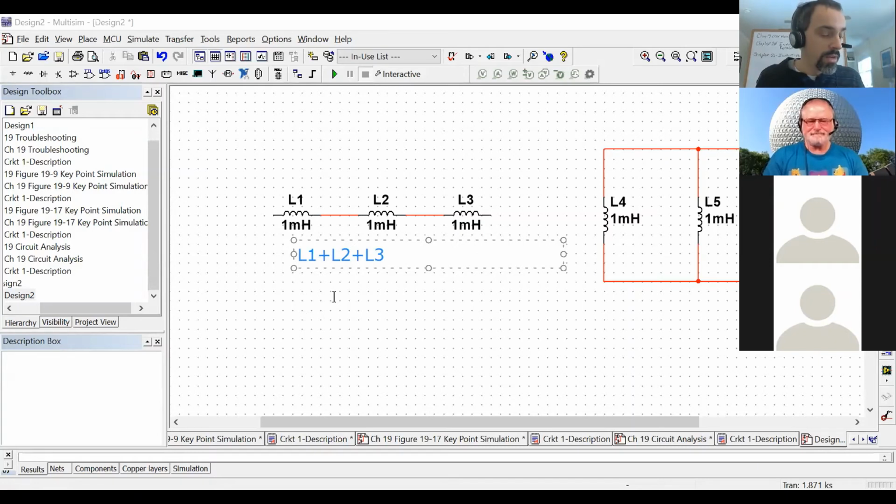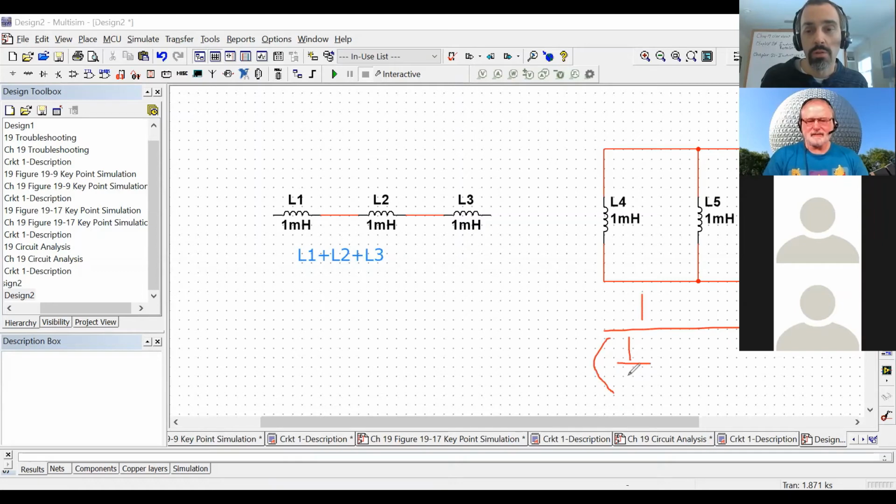Okay. Inductors in parallel, and I have to do it this way. This would be that equation: 1 over, I'll just keep it red, and then parentheses 1 over L1 plus.